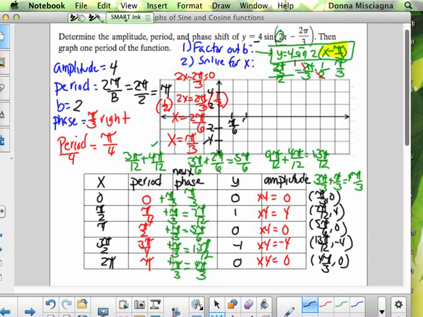So pi 6, pi thirds, so pi 6, 2 pi 6, 3 pi 6 is pi halves, 4 pi 6 is 2 pi thirds, and then 5 pi 6, we've got to keep going, and then 6 pi 6, which is pi, and then 7 pi 6, which is enough. We'll just go one more, 8 pi 6, which is 2 pi thirds.